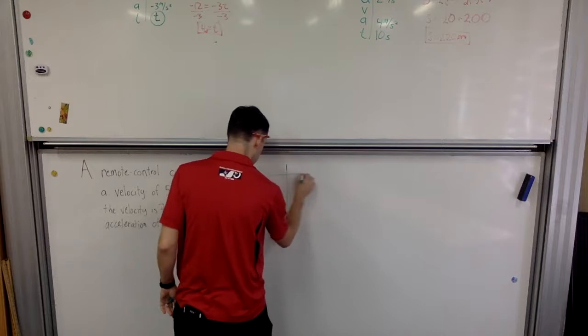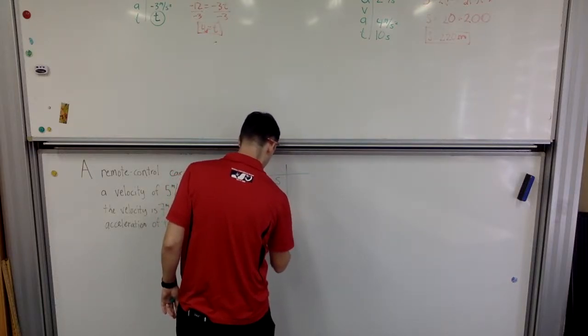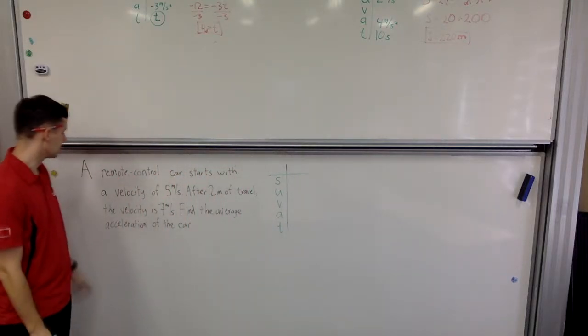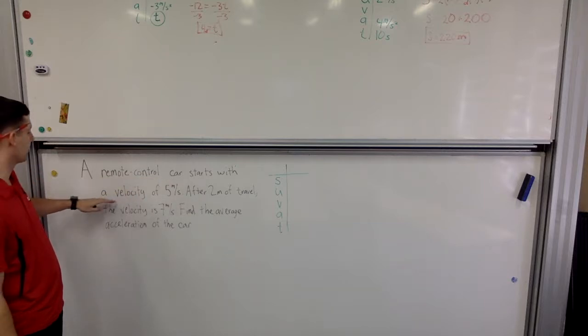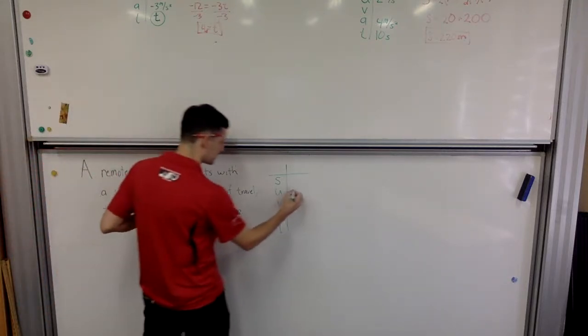Here's my table. S, U, V, A, T, SUVAT. S is, let's see, what have they given me? It says it starts with a velocity of 5 meters a second. That's initial velocity. So initial velocity is going to be 5.